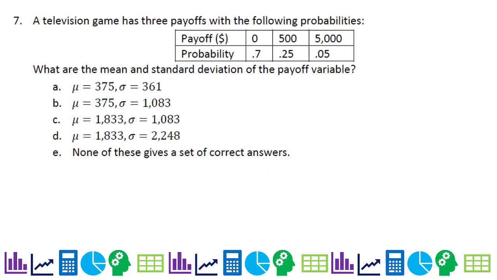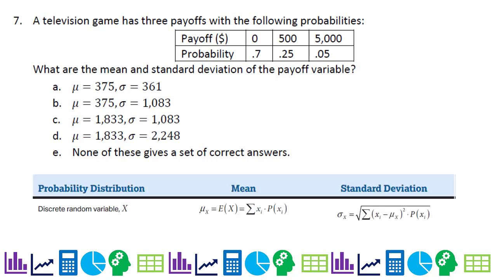Number 7, a television game has 3 payoffs with the following probabilities. What are the mean and standard deviation of the payoff variable? So if you look at your probability distributions on the front of your math chart, this is a discrete random variable. And you can calculate means by taking your values and multiplying them by their probabilities. So it takes 0 times 0.7, 500 times 0.25, and 5,000 times 0.05, and I would get 375.